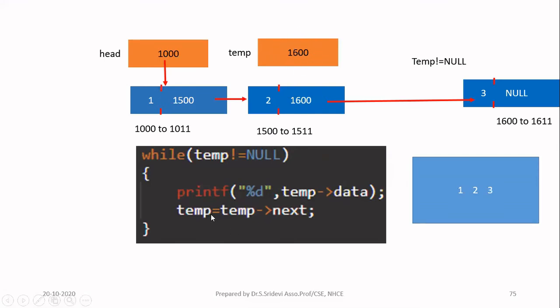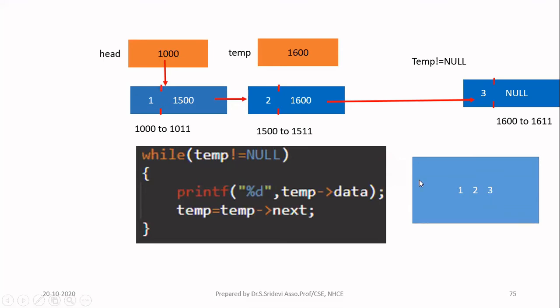Then you come to this loop again. Check whether temp is not equal to null. Yes, it is 1600, it is not null. So you display the data from that address. The address is 1600. Go to that address and access the data. That is 3. So display 3 now.